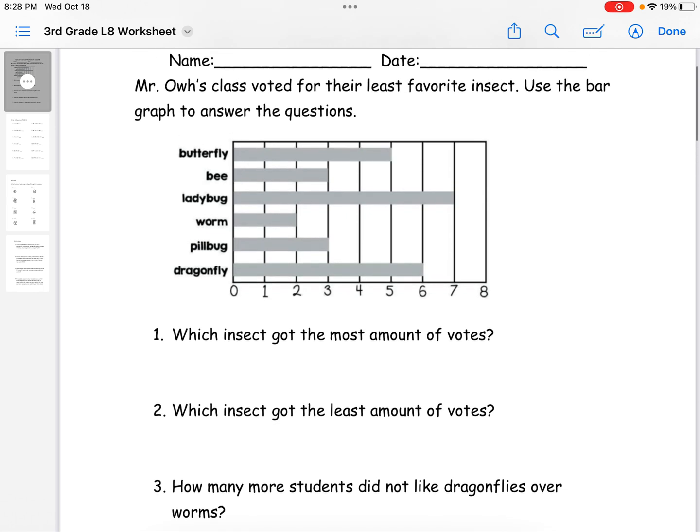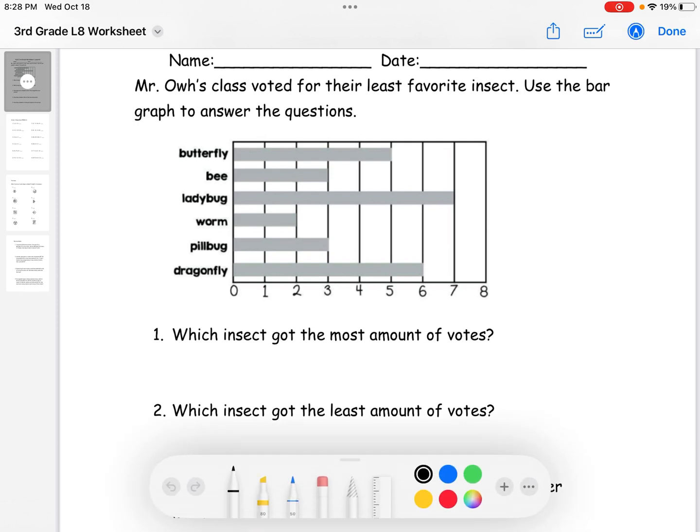Number 1 asks, which insect got the most amount of votes? If you just look at the bar graph right here, and just so you guys know, the bottom right here is the number of votes. The butterfly goes up to the number 5, so it'll be 5 votes for the butterfly. We put the 5 right here. The bee ends at the 3 mark, so we put a 3 next to the bee.